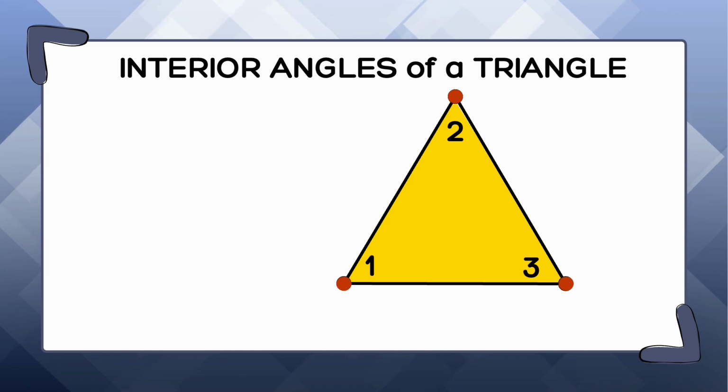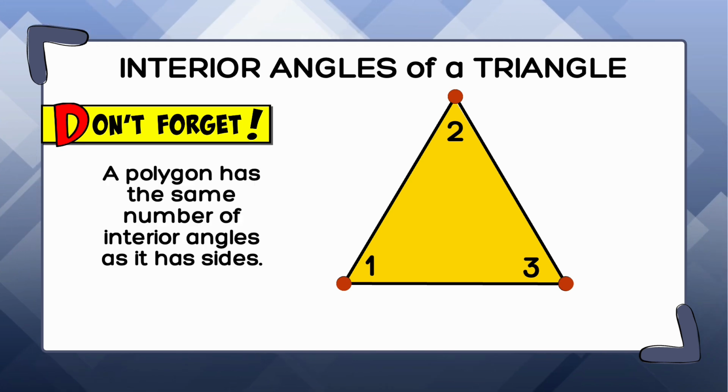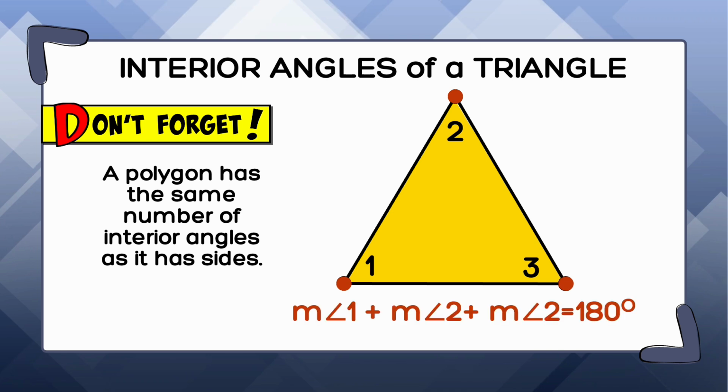Remember, ang bilang ng interior angles ng isang polygon ay katumbas ng bilang ng mga gilid o sides nito. Halimbawa, kung quadrilateral, ito ay polygon na may 4 na sides, kaya ito ay may 4 ding interior angles. Also, remember that any triangle has 3 interior angles whose measures always add up to 180 degrees.